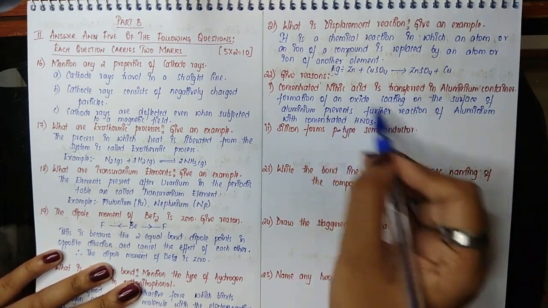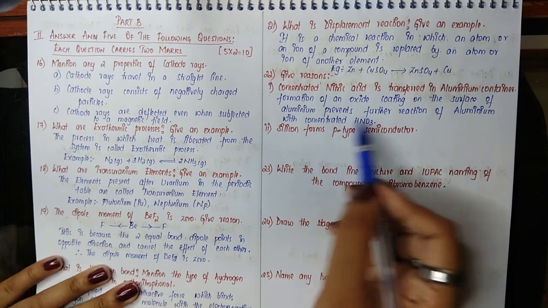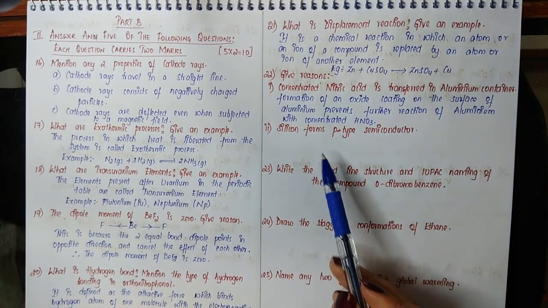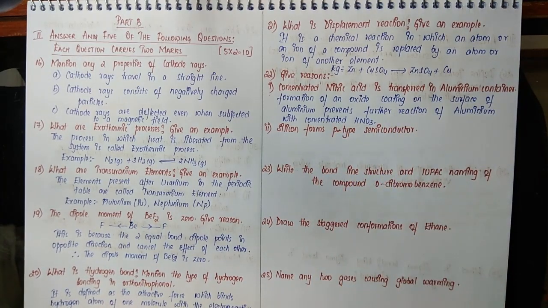So that is the reason that you give for this. So it's a 1 mark question. Now the second one is silicon forms a p-type semiconductor. We need to write a reason for that.